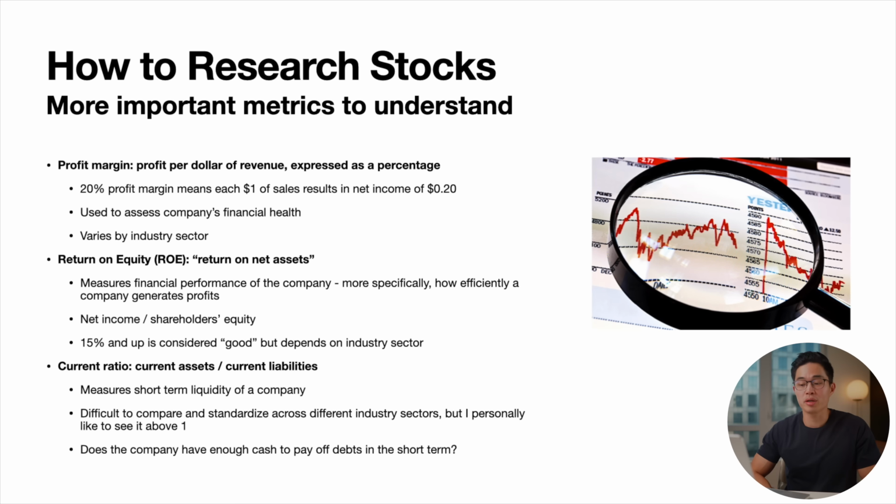Next, you have the return on equity, the ROE, and this can also be rephrased as return on net assets. The ROE measures the financial performance of the company, and more specifically, how efficiently a company generates profits. And the way that you actually calculate this is by taking the net income and dividing it by the shareholders' equity. In general, anything above 15% is going to be considered good, but this, of course, also depends on the industry sector.